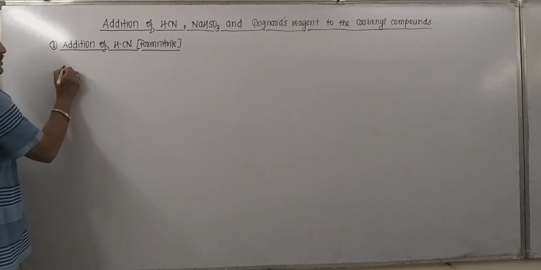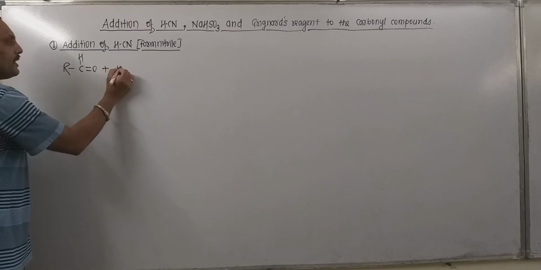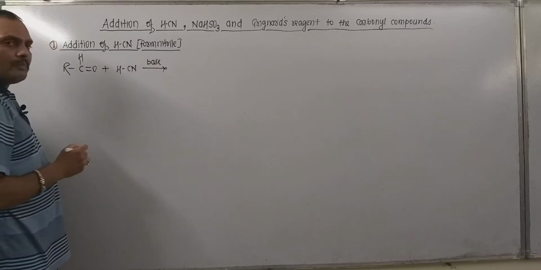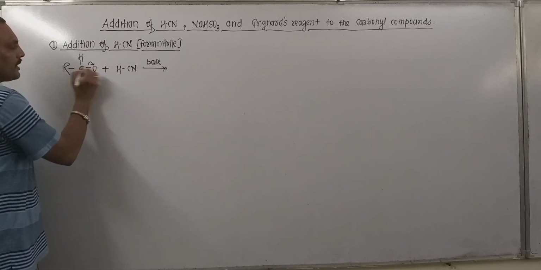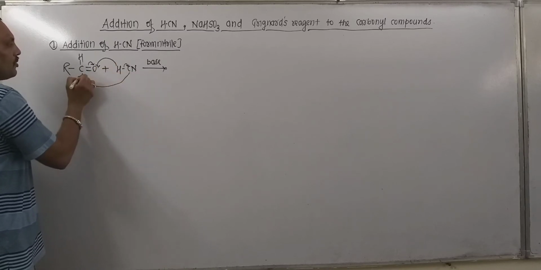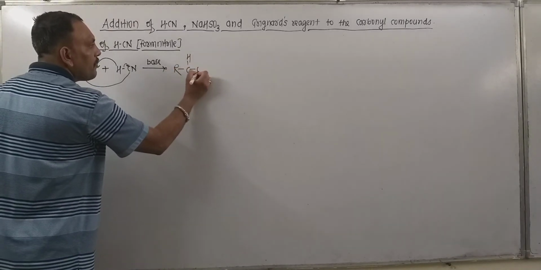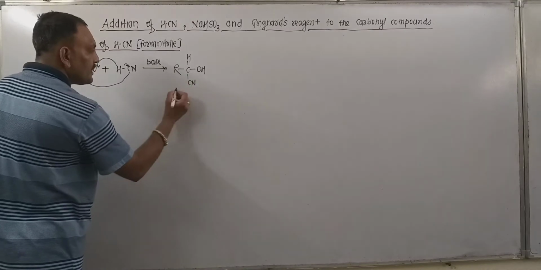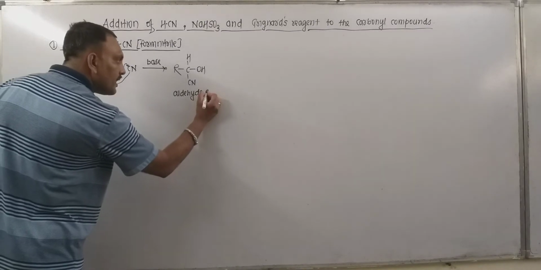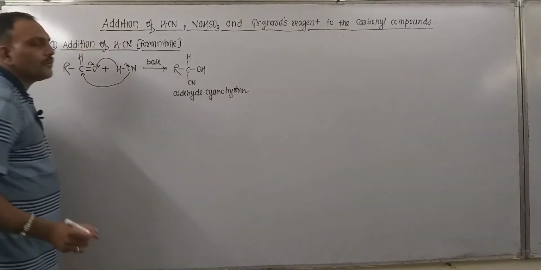So for example, aldehydes are represented as RCHO. So when aldehydes are treated with HCN in basic medium, remember the medium should be basic, then we know very well the carbonyl group is polar, thus addition of HCN to the aldehydes takes place in this manner, and this leads to the formation of an addition product which can be given as, this is the cyanohydrin of aldehyde, which may be termed as aldehyde cyanohydrin. So ketones do the same.